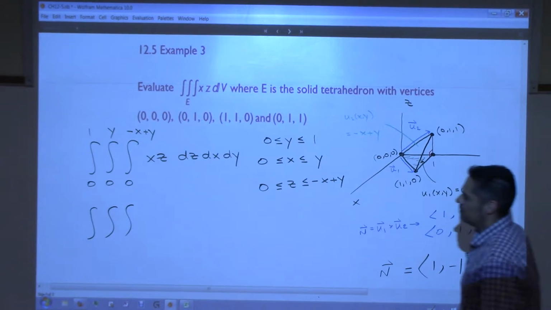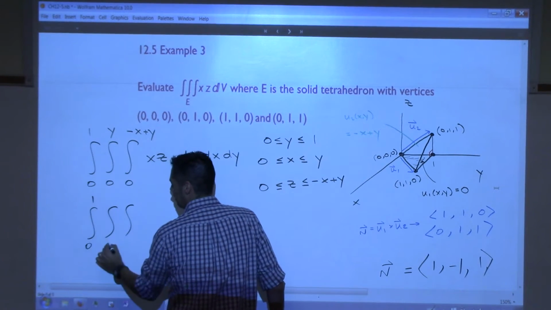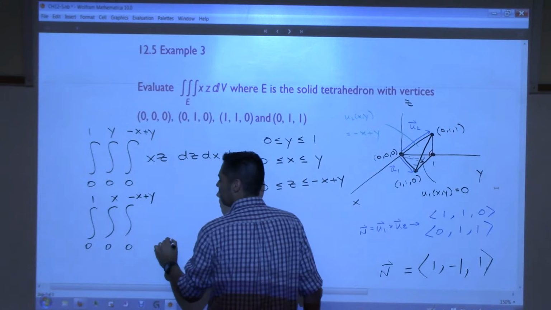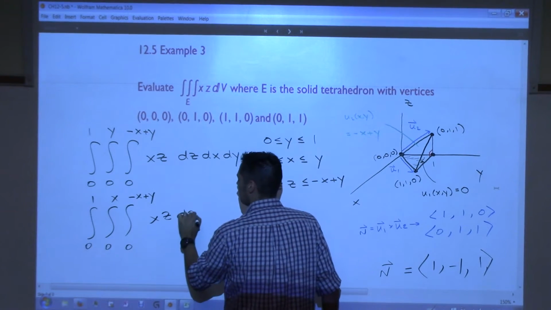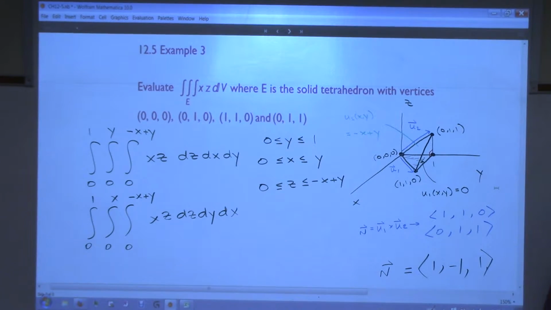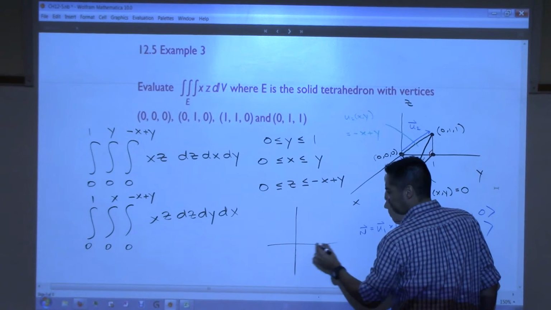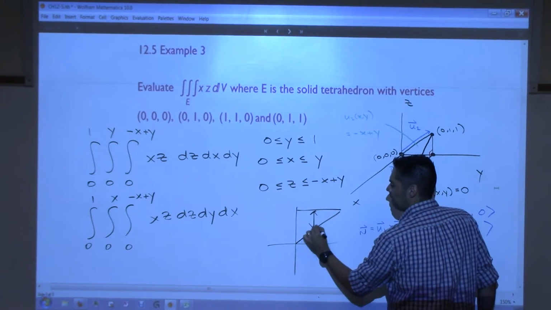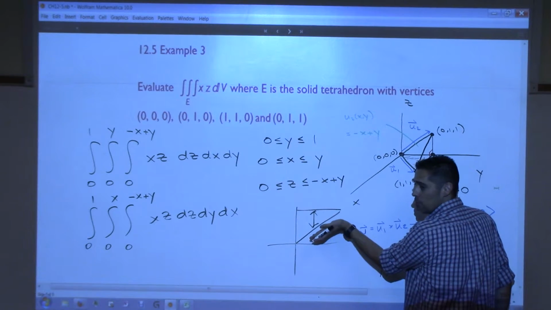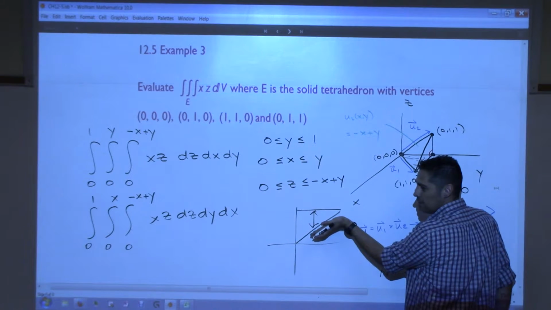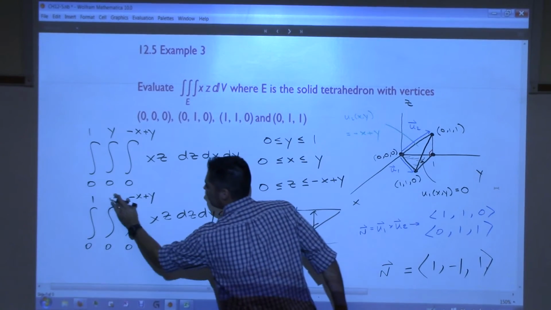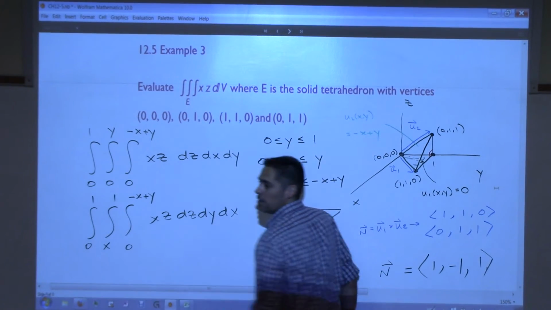The second one would be 0 to x. 0 to 1 here. 0 to x. 0 to negative x plus y. Everything else the same except dz, dy, dx. That's if you had left it as a type 1 instead of type 2. The only difference in it is we went this way, right? So x is between 0, 1. Y is between, oh, no, hold on. Y is between x and 1.